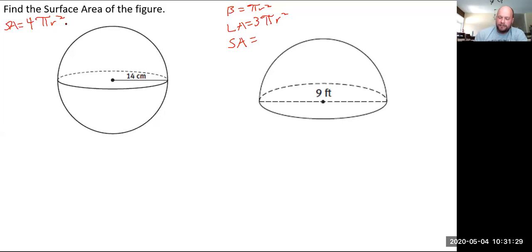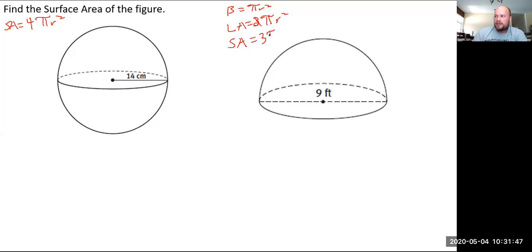Oh, sorry, I misspoke here. I was doing surface area instead of lateral area. This part is 2 pi rl. So that's the lateral area by itself. The surface area then is the 3 pi r squared.